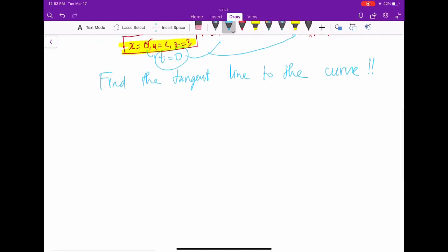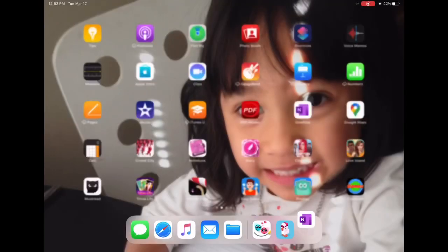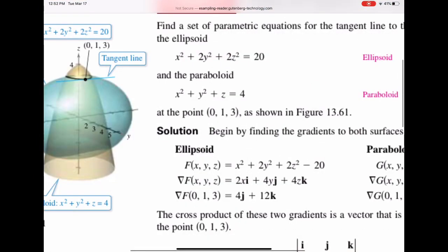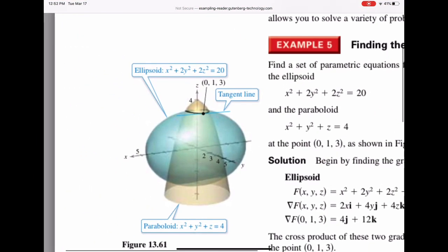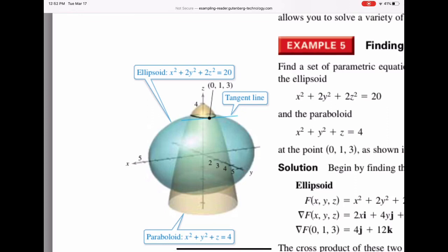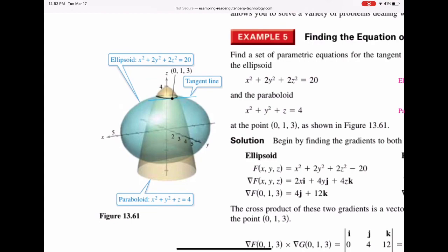All right, here is the idea. Let me show you again the picture. So they ask us to find a tangent line. Right here we have the intersection. In order to find a tangent line, we know that the tangent line is perpendicular to the normal line of each surface at that given point. You can see right here, this is the point (0, 1, 3). You have the tangent line, and the tangent line is perpendicular to each normal line of each surface at this point.